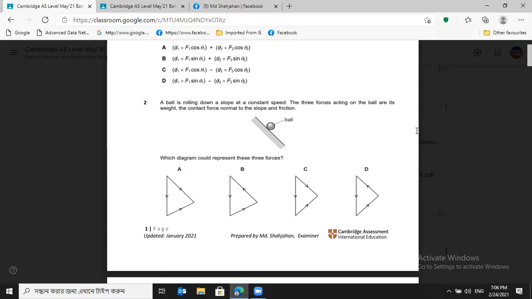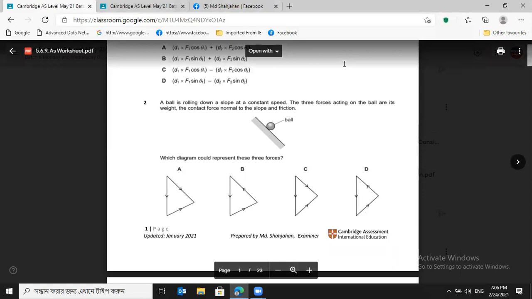Okay, look, we have here weight. How the weight will work? Let us draw it. How the weight will work? I'm drawing here. Weight will work directly downwards, right? Yes, sir. So here is the ball. Then we can say the weight is working from here downwards. This is weight.